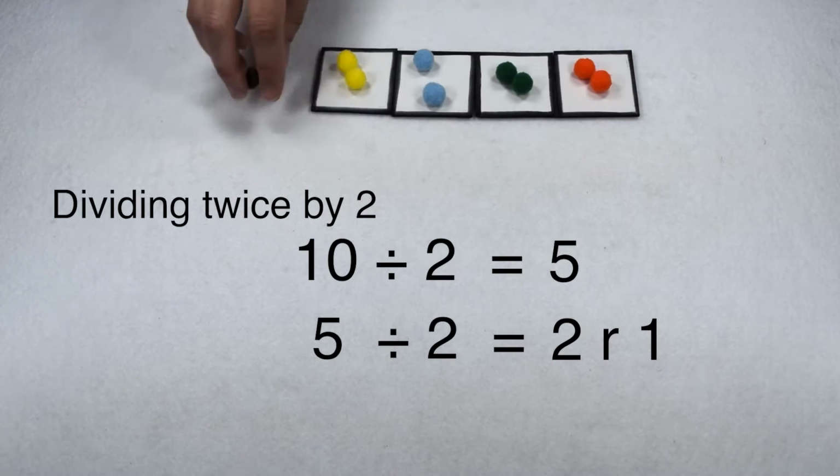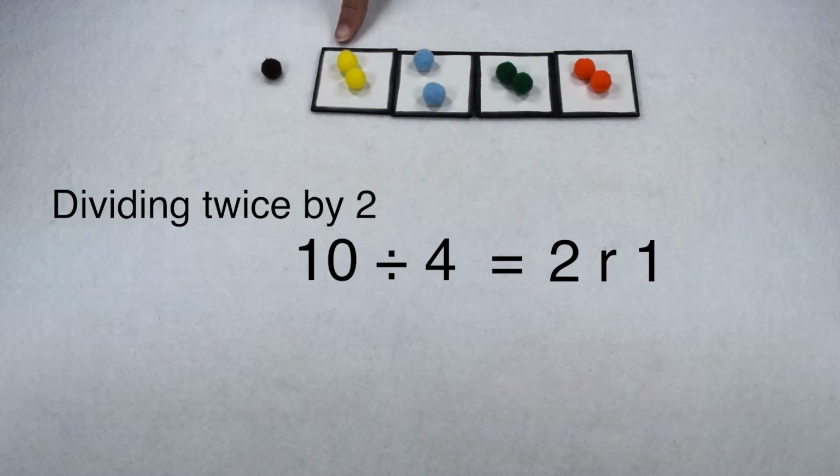And sure enough, when we do, 10 divided by 4 gives me 2 per group with 1 left over. So 2 remainder 1 is the same solution we also got when we divided it twice by 2. So either way, we're going to find out if our value is divisible by 4 and come out with a quotient.